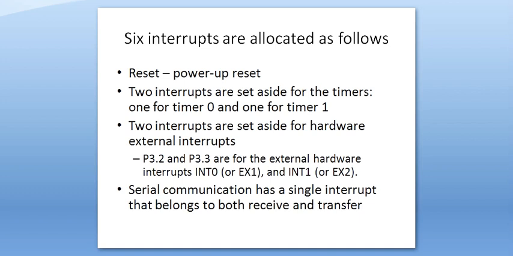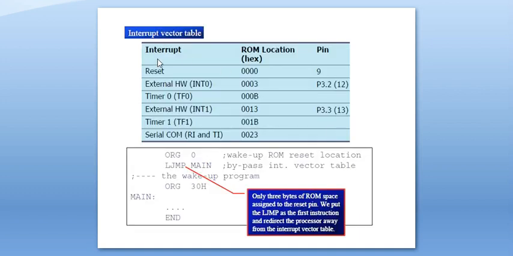Then here we can see the interrupt vector table, with each interrupt and its hex address. Reset is at 00, pin number 9. External hardware INT0 is at 003. Timer 0 is at 00B. External hardware INT1 is at 013. Timer 1 is at 01B, and serial communication is at 023. Similarly for pin numbers: reset is on pin 9, external hardware INT0 on pin 12, and INT1 on pin 13. This is how the interrupt vector table is arranged.